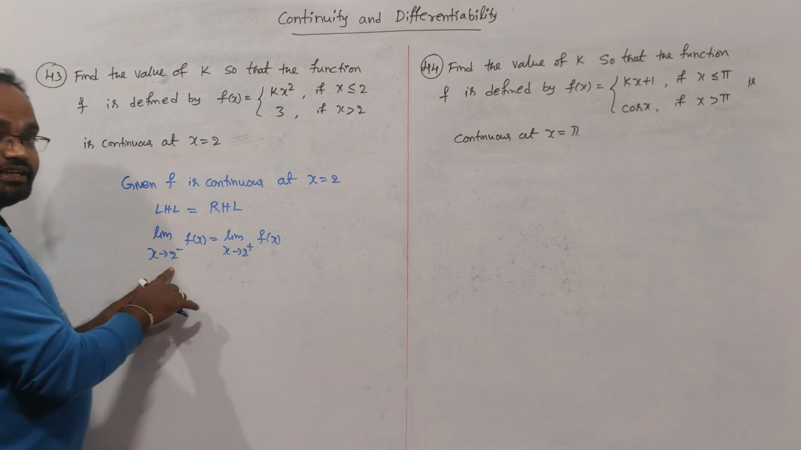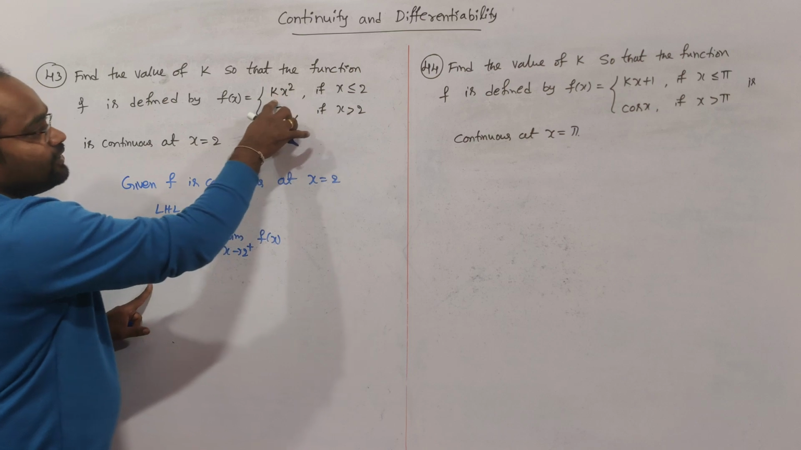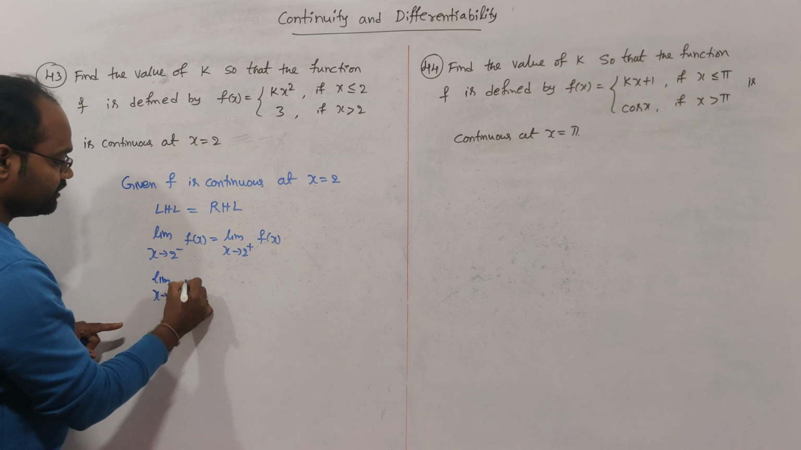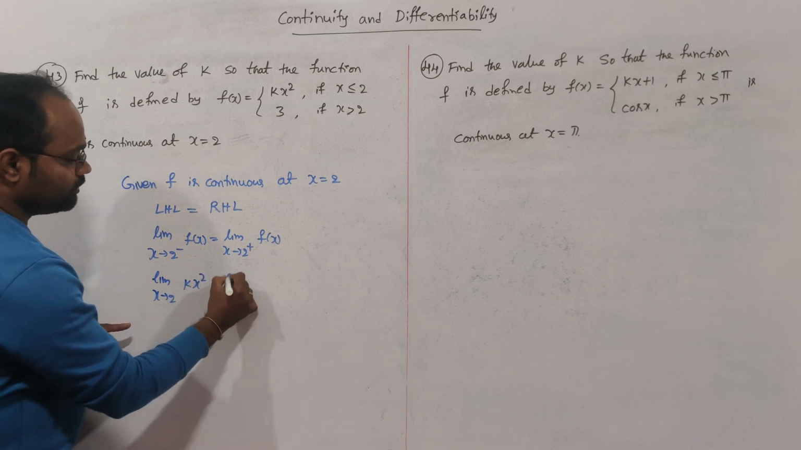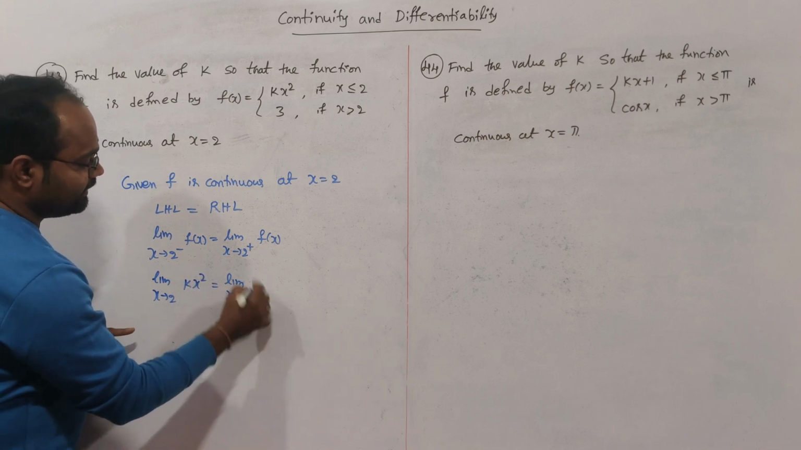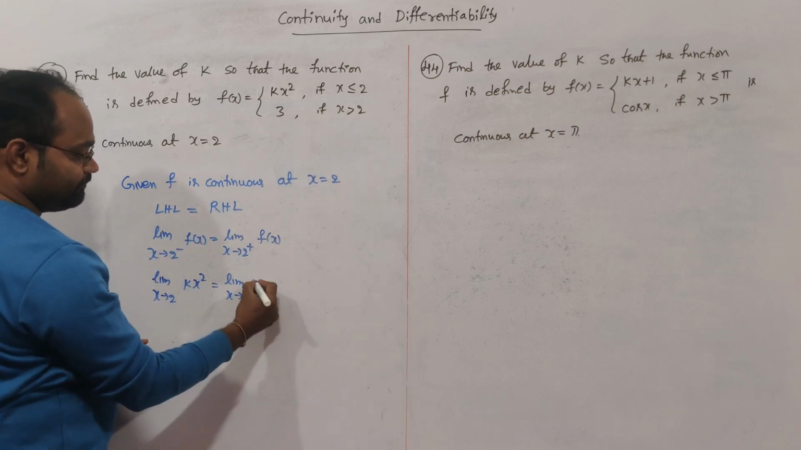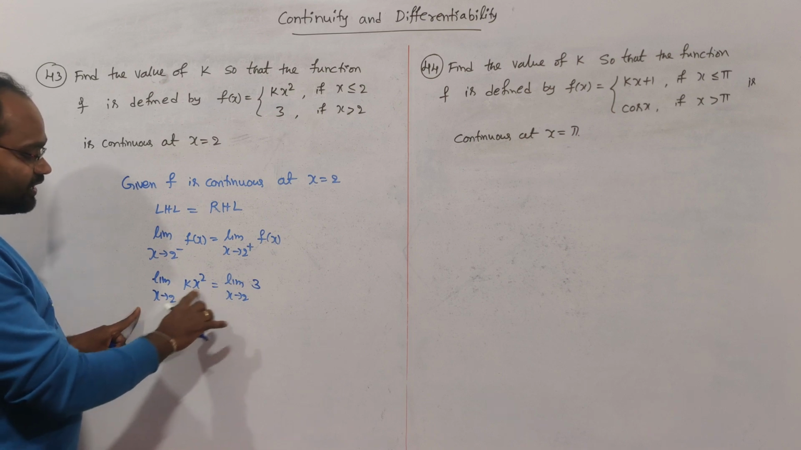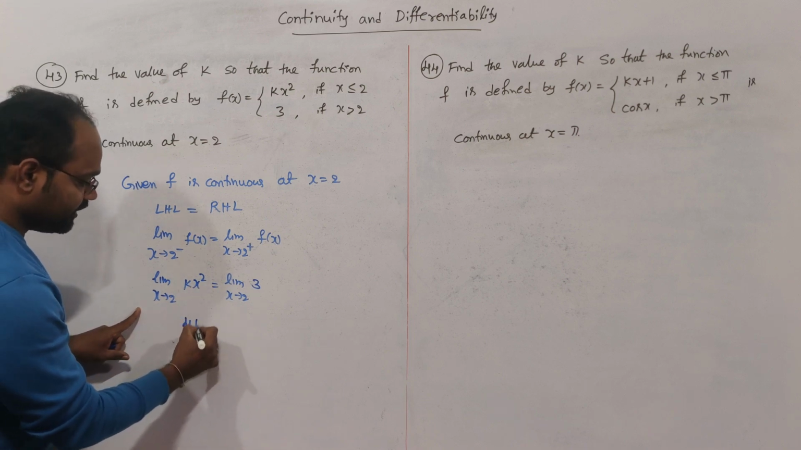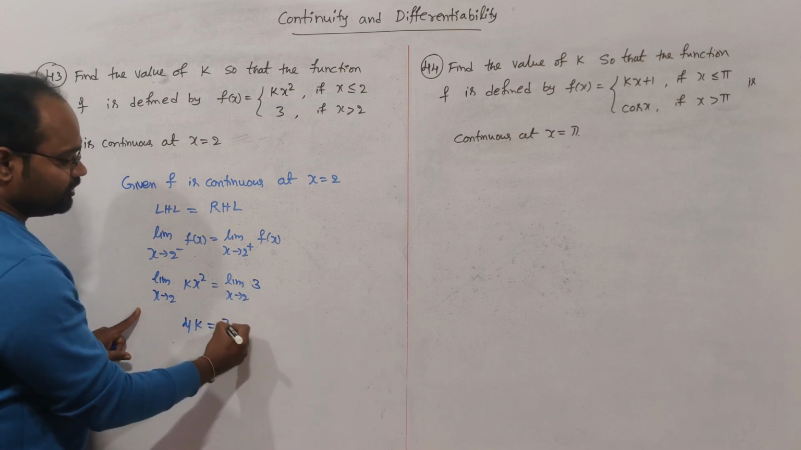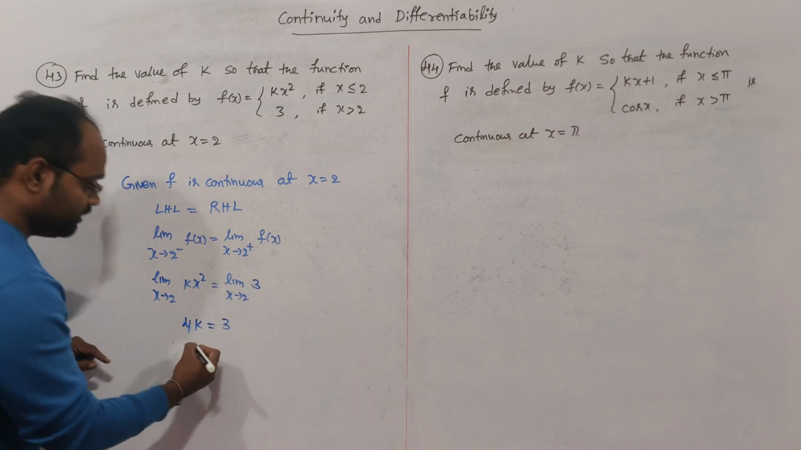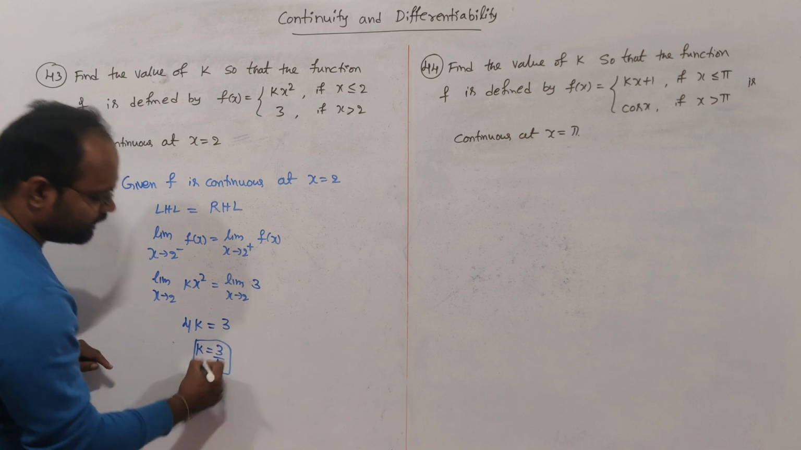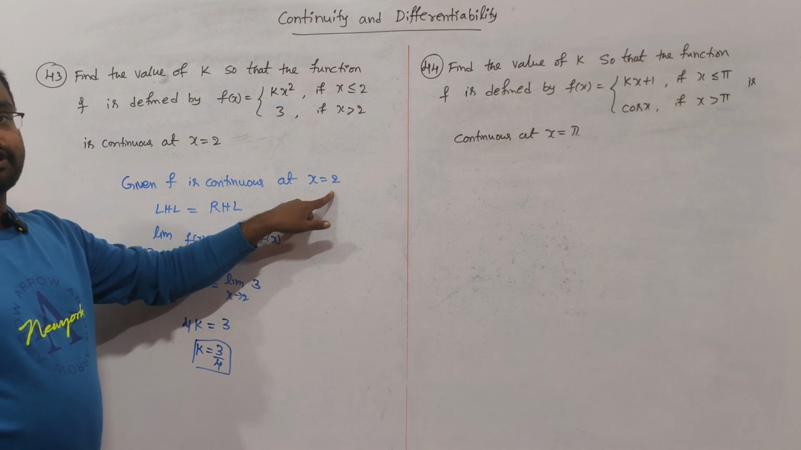2 minus, that is slightly less than 2. For slightly less than 2, f of x is kx square. Limit as x tends to 2 of kx square is equal to the limit as x tends to 2 slightly greater than 2, where the function is 3. So applying the limit, k square x square, that is 4k is equal to 3; the constant, limit apply madidru ade barutte. So k is equal to 3 by 4, which is the required value of k if the given function is continuous at x equal to 2.